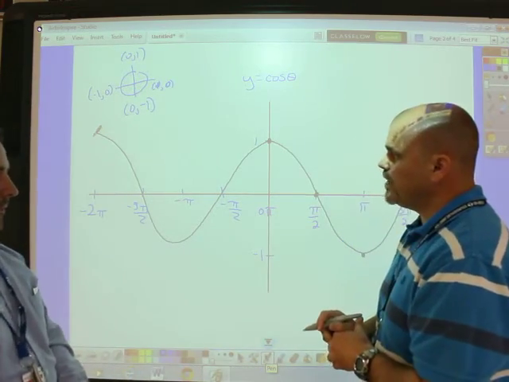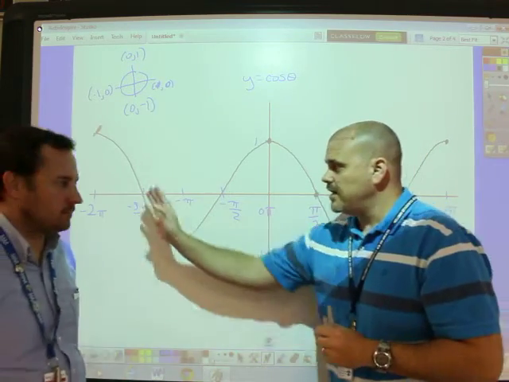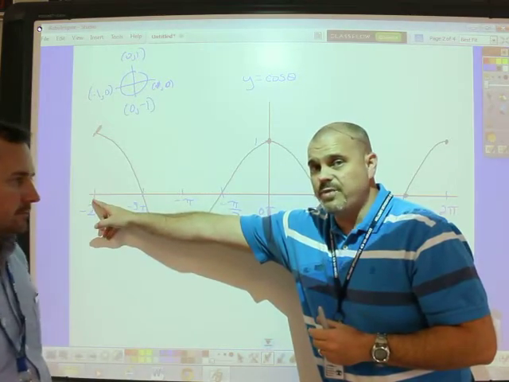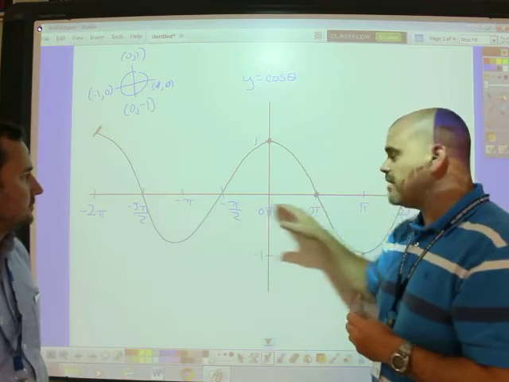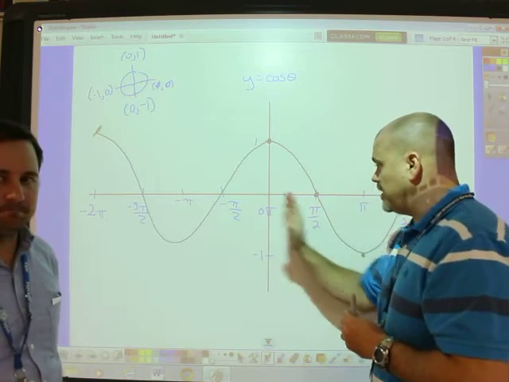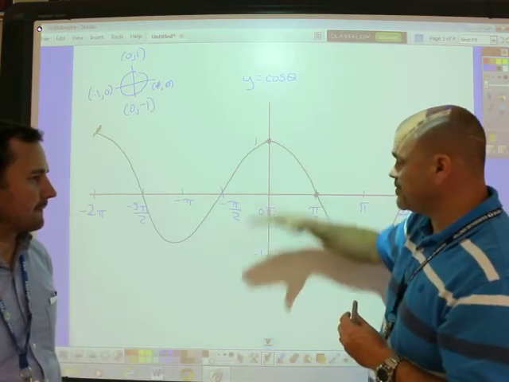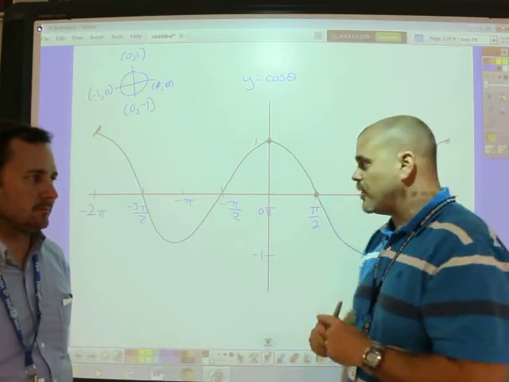So with these parent graphs, you should be able to draw 2 periods, if you will, from -2 pi to +2 pi. You should be able to handle this. You should be able to label your axes with the correct x values and the correct y values up to 1 and down to -1. You've got to be able to do that because that's coming your way.